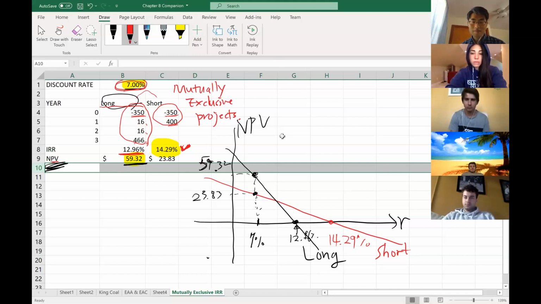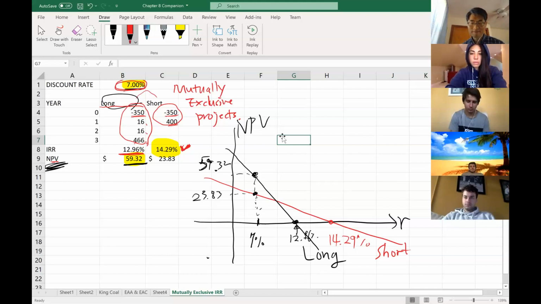Any questions about this one? So what's the take-home message here? Take-home message here is when you deal with the mutually exclusive project, again, do not trust the internal rate of return, right? Because internal rate of return has very strict assumptions on how the money is reinvested. Okay. Any questions about this one? No? All right.